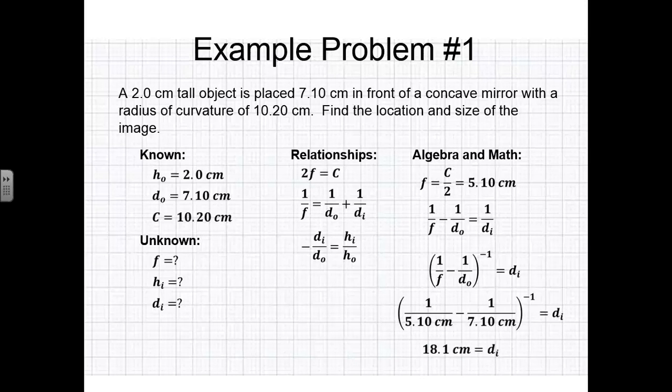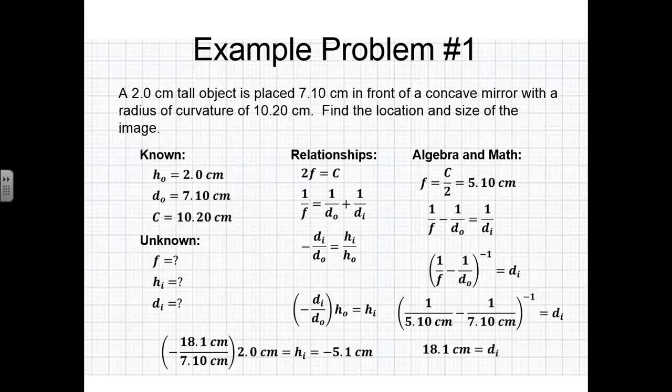So this is a real image. When I do the magnification equation, if I multiply by h_o, I can get h_i. And if I plug in my numbers, I get negative 5.1 centimeters. This means that it's both enlarged and it's also inverted. So there we've solved this problem.